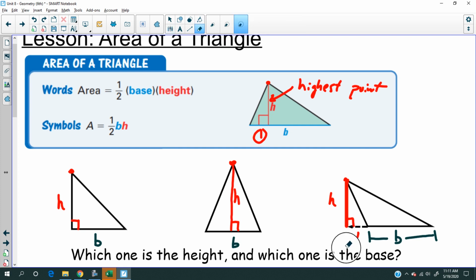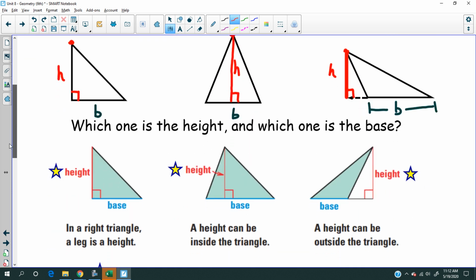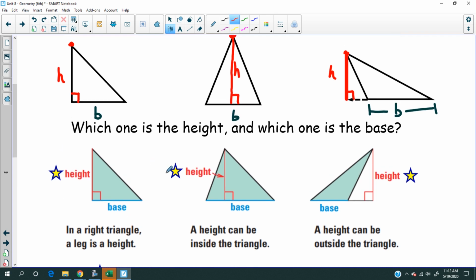Knowing that, you can still extend the line here, because by extending the line, when you draw from the highest point down, you will do two things. One, you form a right angle, and two, you're drawing from the highest point. So that's the height and that's the base.